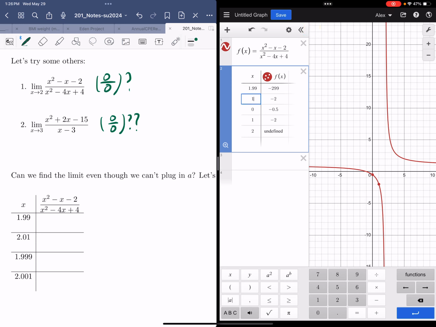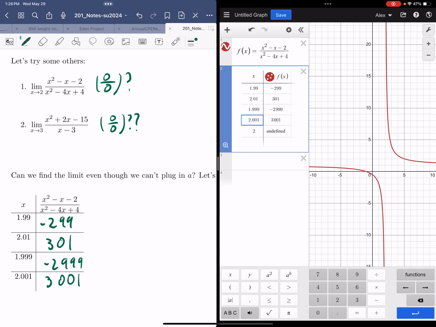1.99, 2.01, 1.999, 2.001. Right, so it's pretty clear that we're getting some crazy numbers here. It's pretty clear that the left-hand limit is negatively infinite and the right-hand limit is positively infinite.